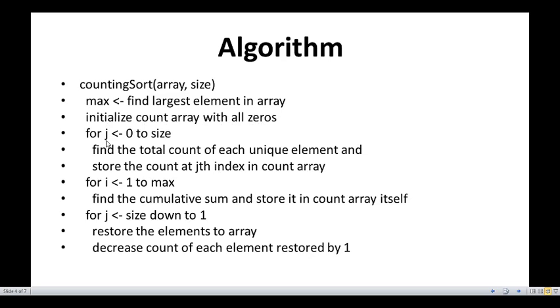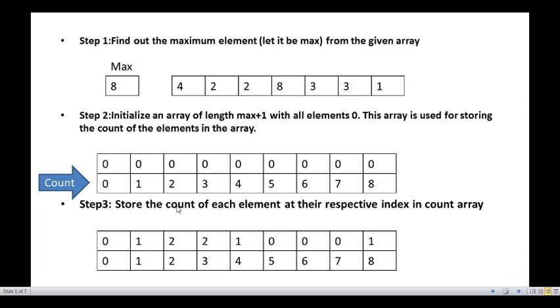Then for j equals 0 to size: store the count of each element at its respective index in the count array. This is the count array. Count of each element means, suppose count of 0: how many times is 0 inside this given array? Compare 0 with all these elements. No, 0 is not present in this array. So write 0 here. This next line is the index number and this is our count.